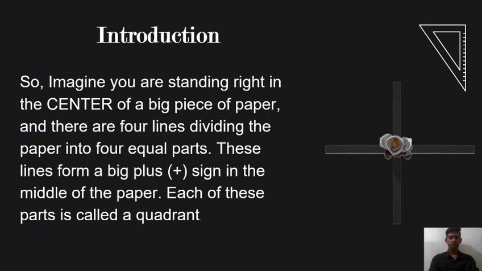Introduction of quadrant. Imagine you're standing right in the center of a big piece of paper, and there are four lines dividing the paper into four equal parts. These lines form a big plus sign in the middle of the paper. Each of these parts is called a quadrant.